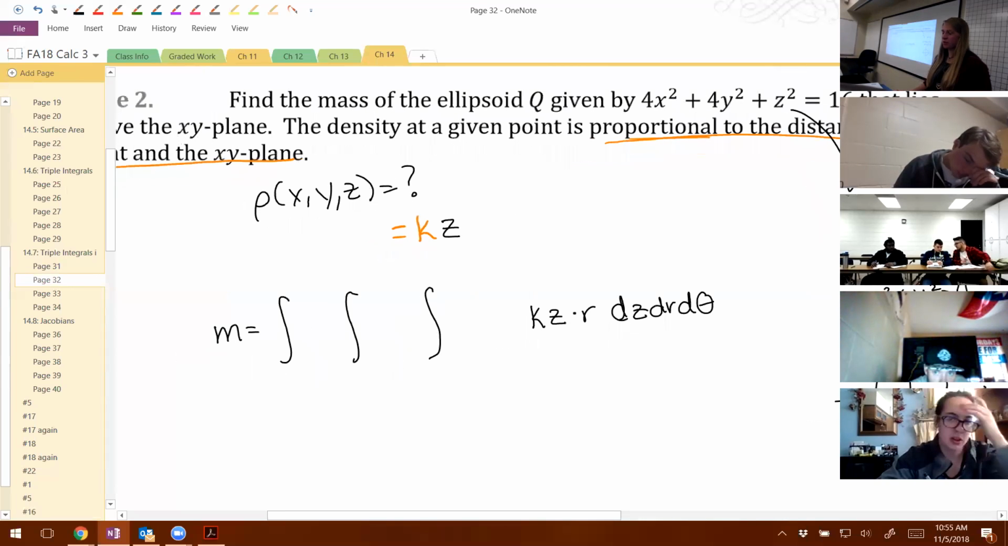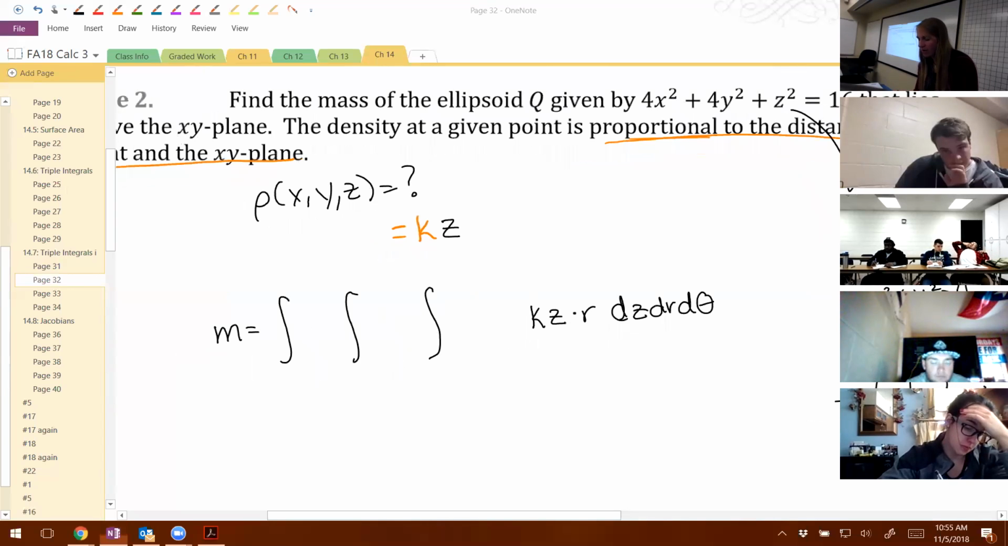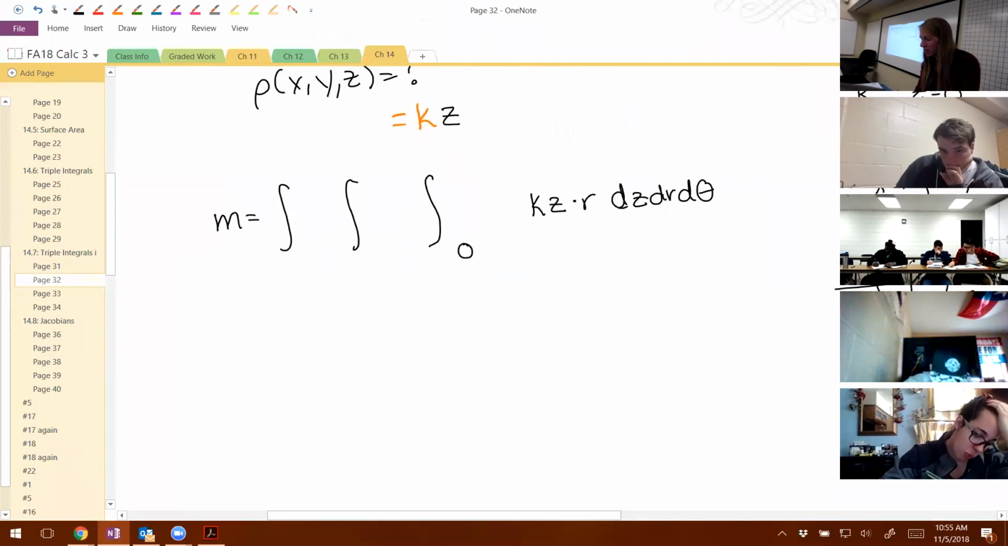Okay, so limits of integration for z. What are your innermost limits? The equations are going to be part of this. We're talking about above the xy plane, right? So the bottom's just going to be 0. And so let's go back to that equation again. We are going to need to rewrite that.